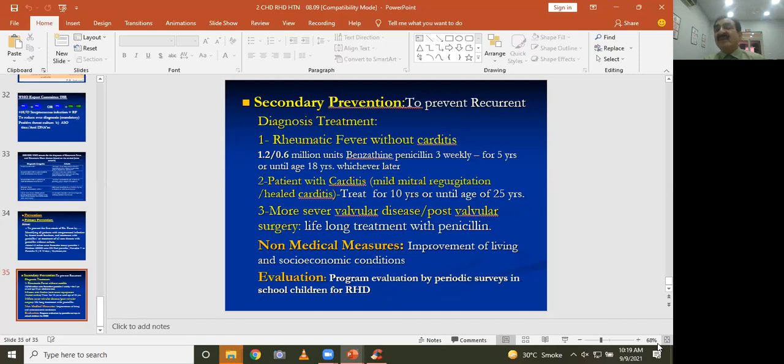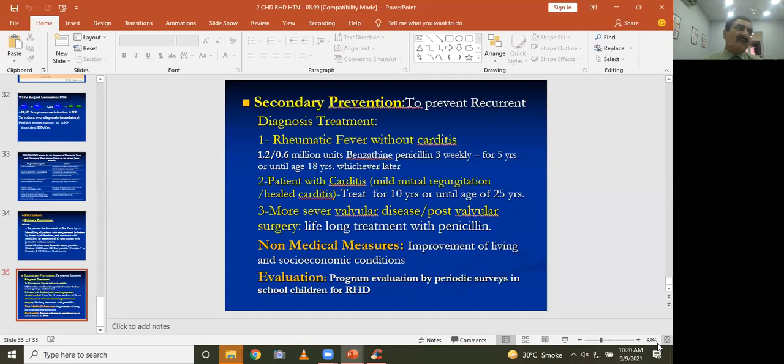So if the patient has cardiac involvement, valvular regurgitation, valvular incompetence, or severe carditis, then the treatment should be given for 10 years rather than 5 years, or until the person is 25 years of age. Then the third one: if there is more valvular damage, then definitely surgery, along with lifelong treatment with penicillin. With severe valvular disease you need valvular surgery, and the penicillin treatment should be continued for the whole of life.